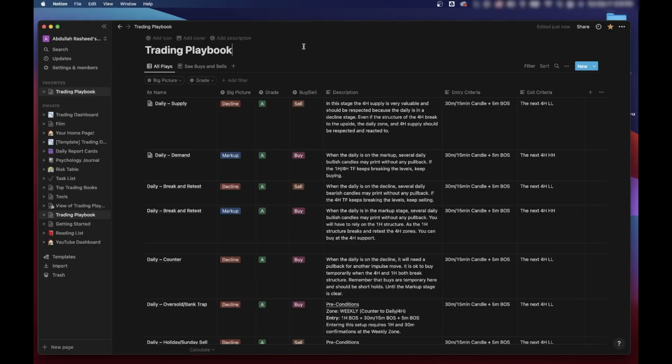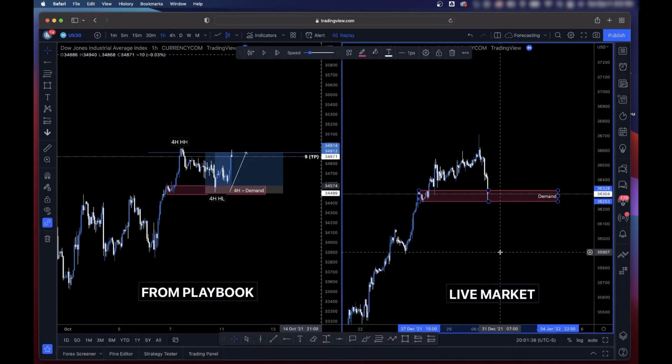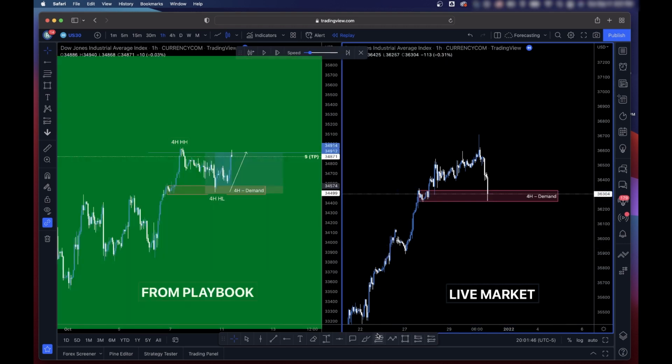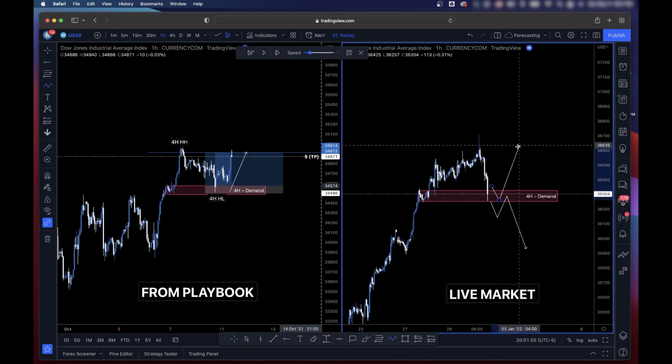Next, I'll go to my playbook and I'll look for a setup that is similar to what I'm looking at in the live market. I have two large screens and normally I have an archived screenshot from my playbook on one window and the live market charts on the other. I use these two to compare the possibilities of what can happen.